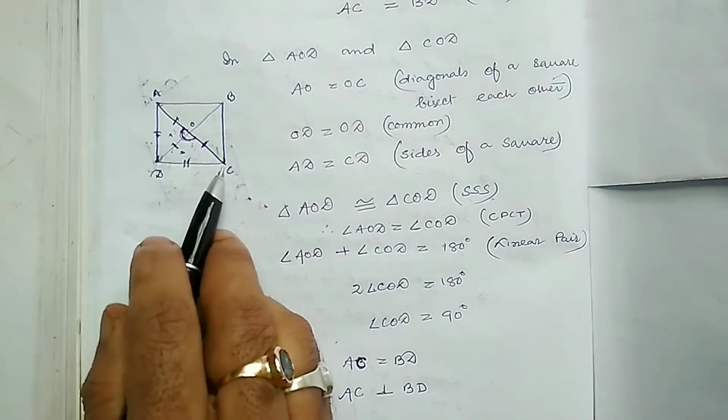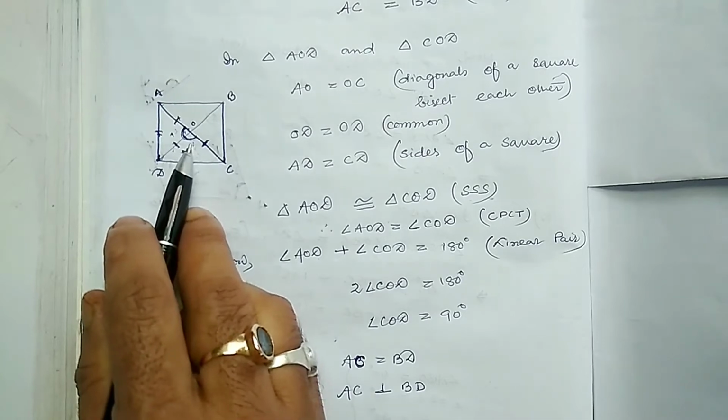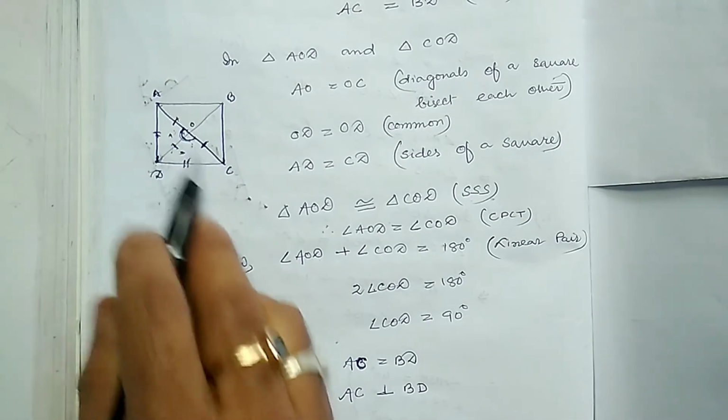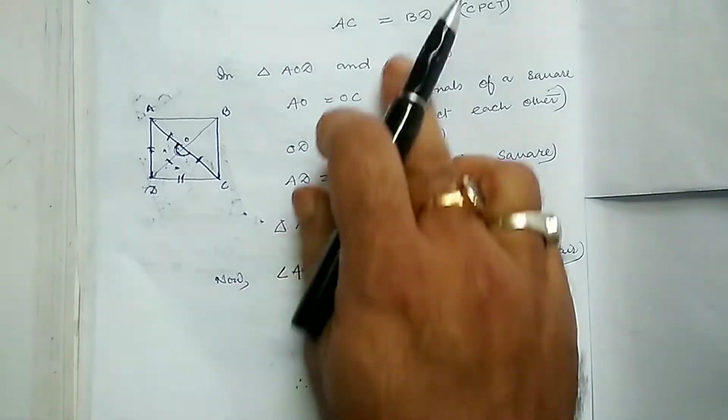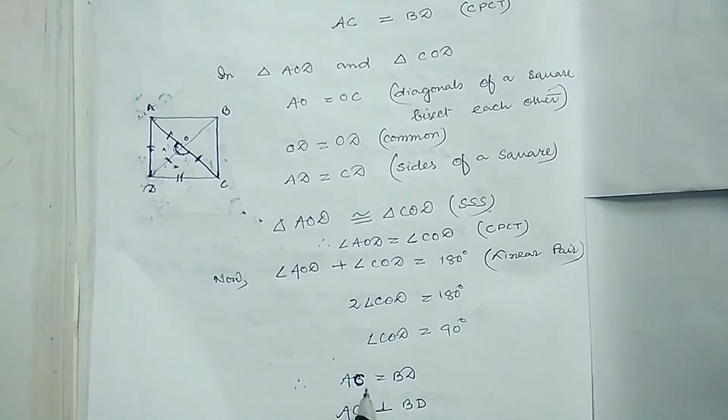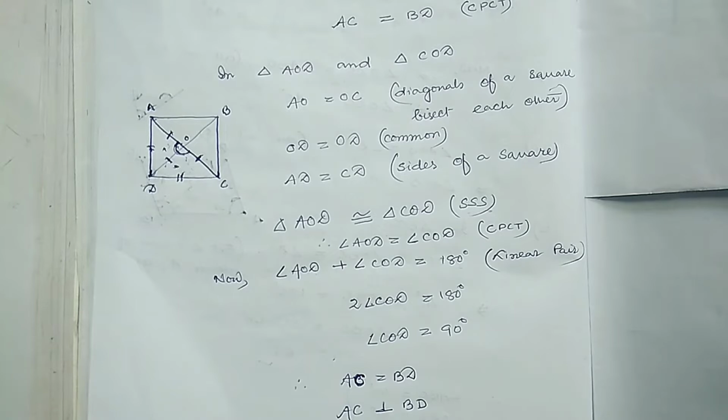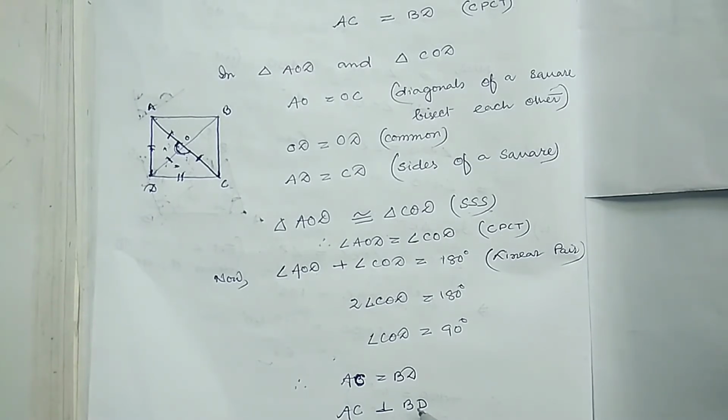Since angle COD is 90, that means AC is perpendicular to BD, and already we have proved before that AC equals BD. Therefore AC equals BD and AC is perpendicular to BD. So we can say that diagonals of a square are always equal and perpendicular to each other.